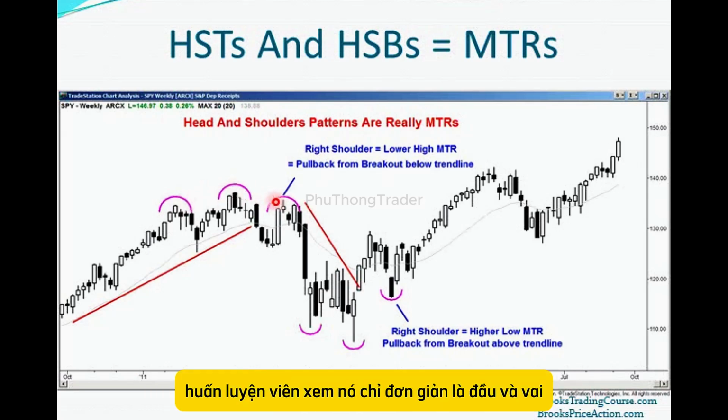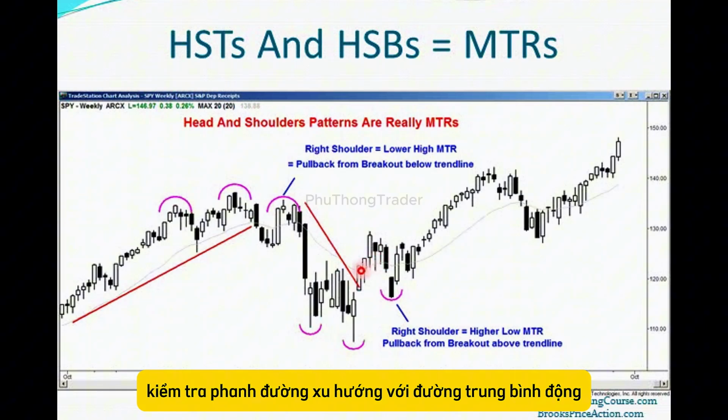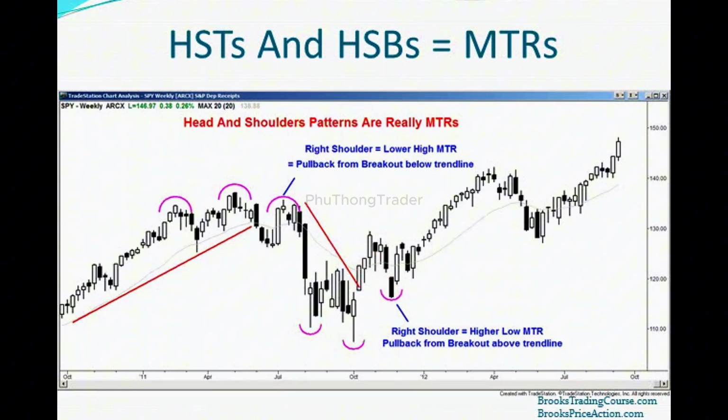The head and shoulders traders see it as simply a head and shoulders top. Same thing at the bottom, trend line break, test of the moving average, pull back to a higher low major trend reversal.